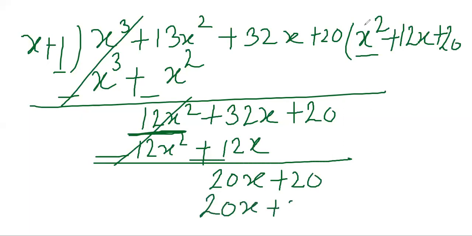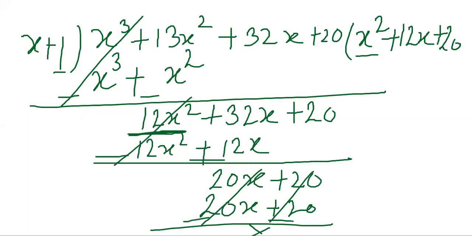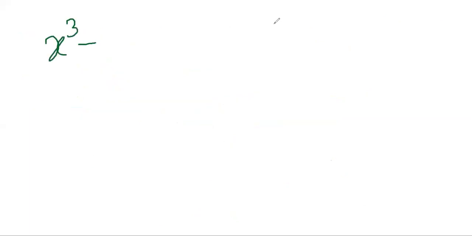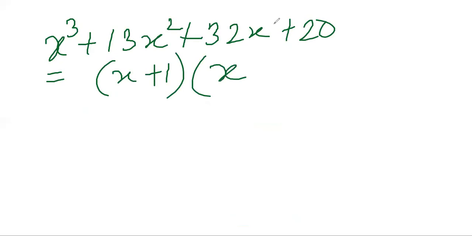20x plus 20 will be cancelled now. The remainder will be 0. So now we can write the dividend as equal to divisor multiplied by quotient plus remainder, and the remainder is 0 here. So we can write x cube plus 13x square plus 32x plus 20 is equal to x plus 1, which is the factor here, into the divisor, and the quotient is x square plus 12x plus 20.